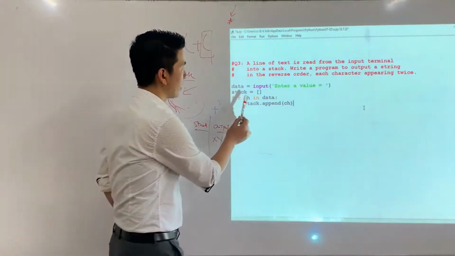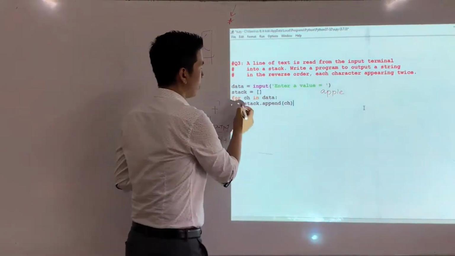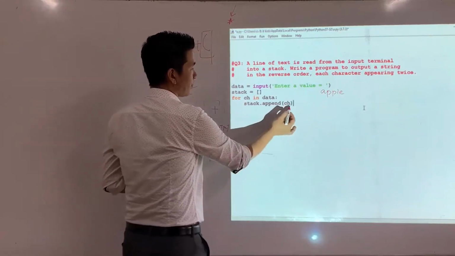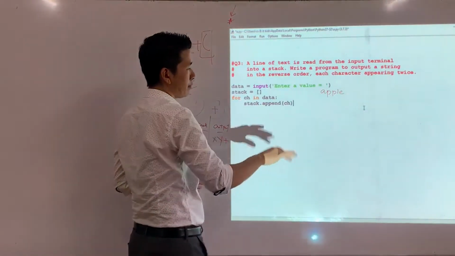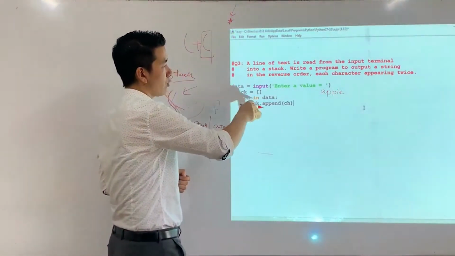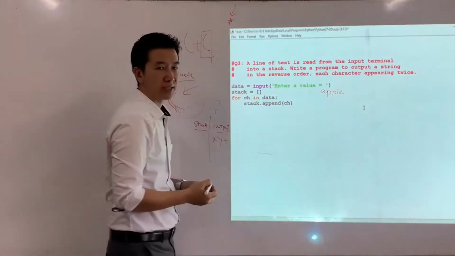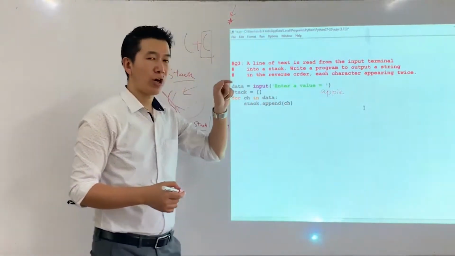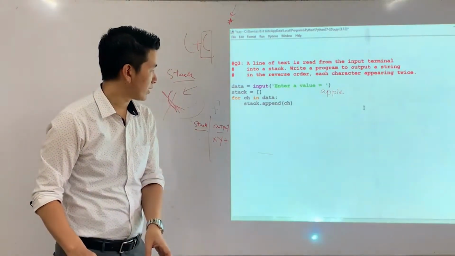Now this is very simple, right? Let's say I enter apple here. For ch in data, ch will have the first value, A, which will be appended or pushed onto the stack, and then next comes the p, which will sit on top, and the second p will stay on the top. So this is how you read the input from the terminal and have it pushed onto the stack. So A will sit at the bottom of the stack, while E will sit at the top of the stack. Now the real question is, we need to print it.